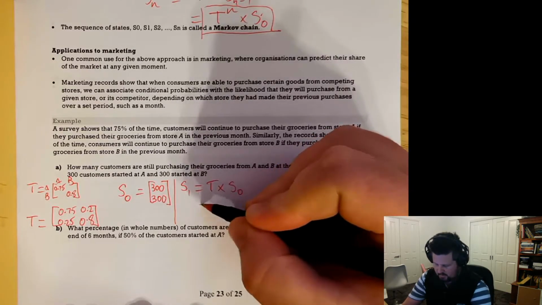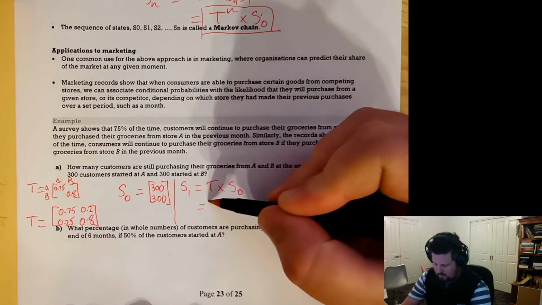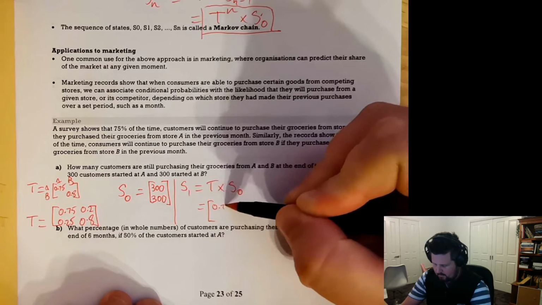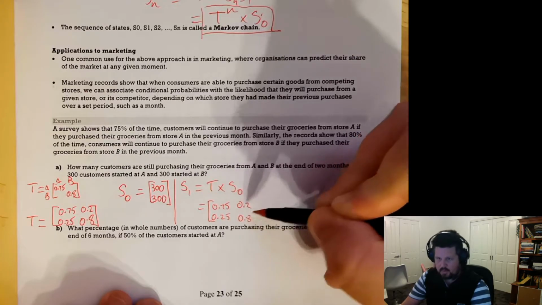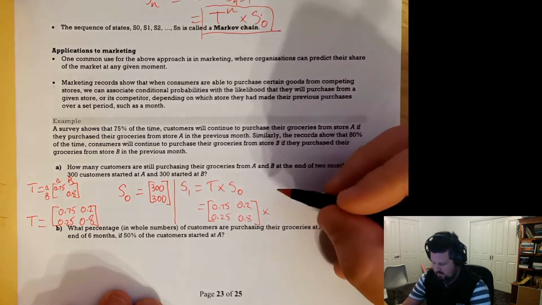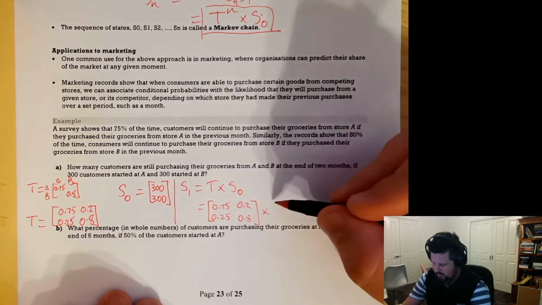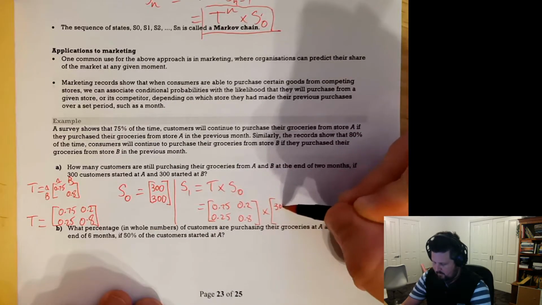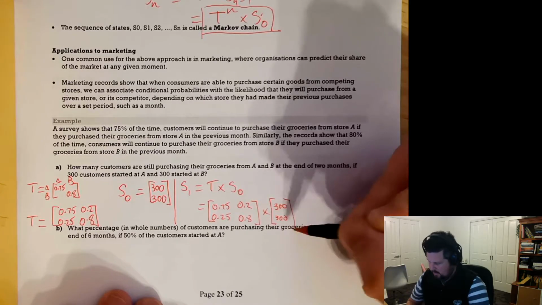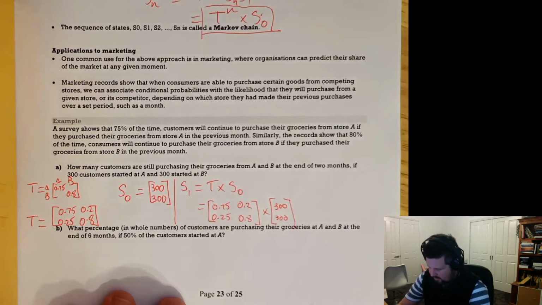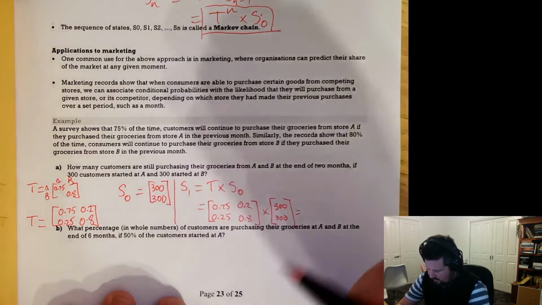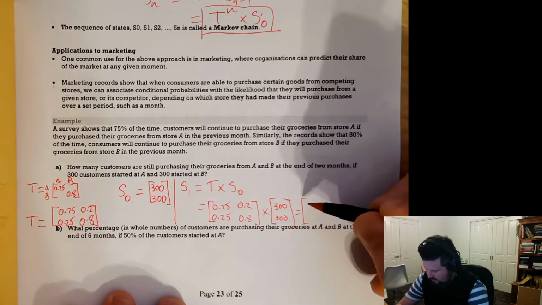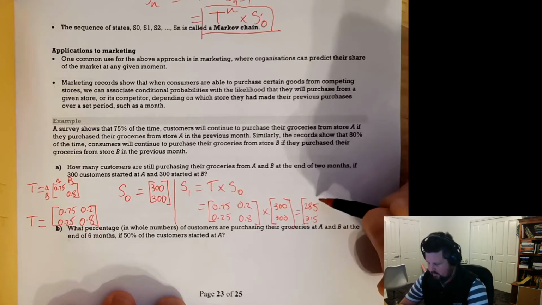So let's plug in these values. The transition matrix we had worked out over here. The initial state S0 we had over here, so it's going to multiply by that. And we can work that out. So working out that calculation, we get 285 and 315. Perfect.